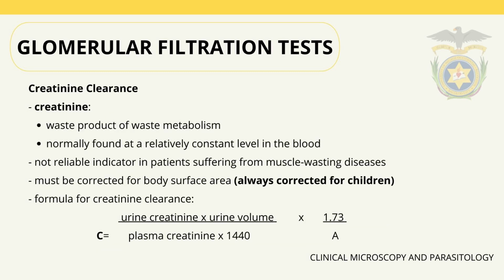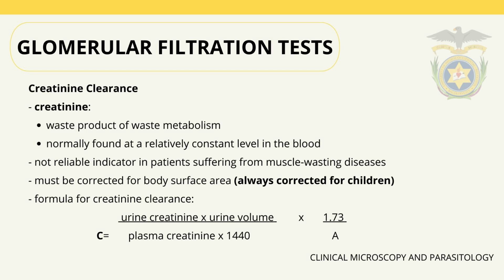Another type of clearance test is the creatinine clearance. Creatinine is a waste product of muscle metabolism. Normally, it is found at a relatively constant level in the blood. It is not a reliable indicator in patients suffering from muscle wasting diseases, and it is also not reliable for patients involved in exercise or athletes supplementing with creatinine. It must be corrected for body surface area, and it is always corrected for children.